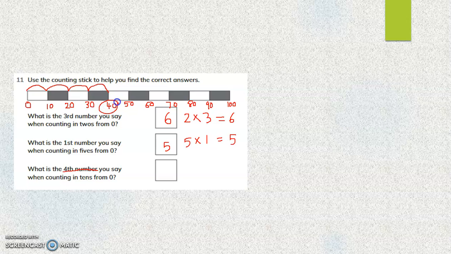Which is the fourth number? 40. This is 10 into 4 equals 40. First we did skip counting by 2, by 5, by 10. We start with 0, and to find the required number, we jump as many numbers. So, I hope this is clear.